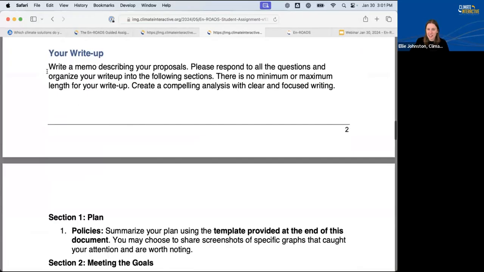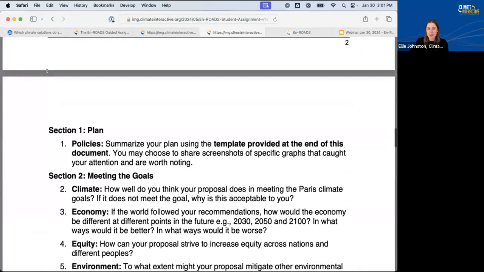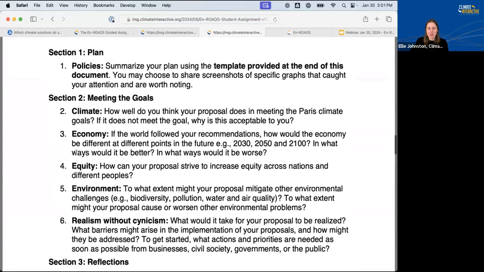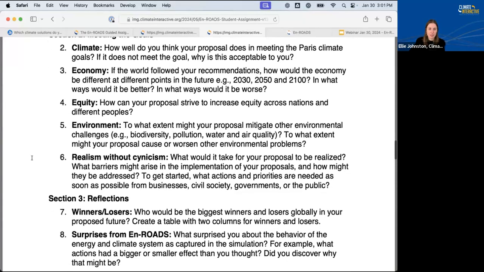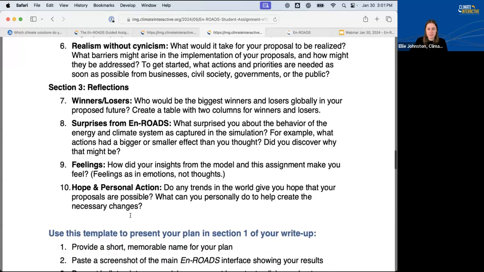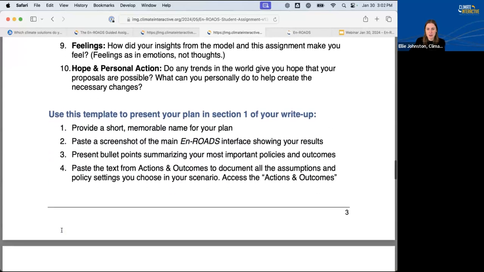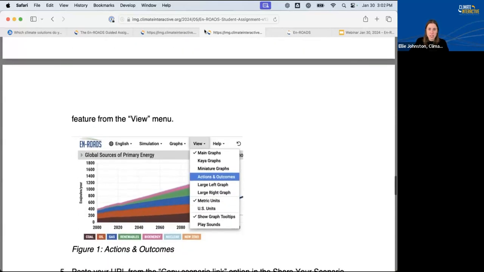So they write a little memo about their plan, addressing some of the different goals, thinking about climate, how might the economy be affected by the proposals that they've put forward? What about equity? What about other types of impacts, like other environmental impacts, biodiversity, air quality? How might that play into it, as well as more of those different questions? So yeah, two different approaches.